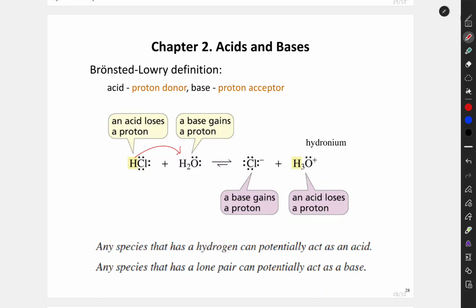And if this acid-base reaction is reversible, then you can also think about the backward reaction. And in this case, the hydrogen cation serves as an acid by donating a proton to the chloride anion. So in this case, acid loses proton, base gains proton. You will encounter the pairing concept on the next slide. But in the Bronsted-Lowry definition, any species that has hydrogen can potentially serve as an acid, but any species that has a lone pair can potentially act as a base because the lone pair can accommodate the proton.